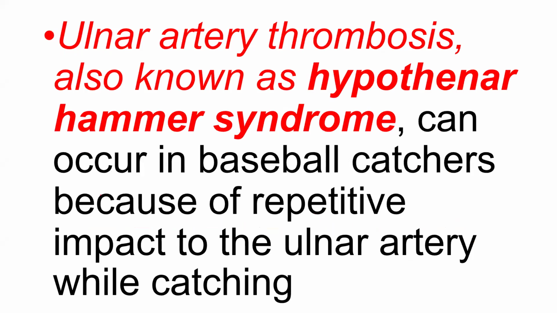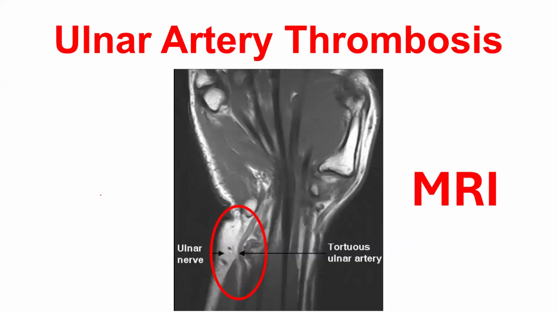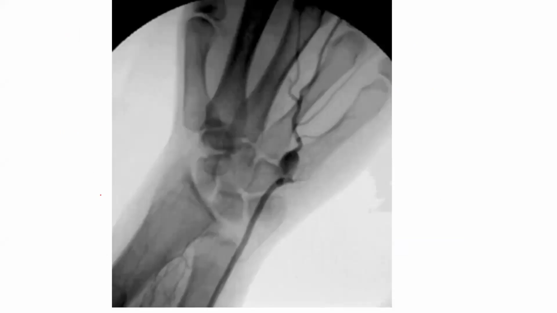Ulnar artery thrombosis, also known as hypothenar hammer syndrome, can occur in baseball catchers because of repetitive impact to the ulnar artery while catching the ball. This shows you a case where the patient had an ulnar artery thrombosis. This was proven by MRI. This is an aneurysm.